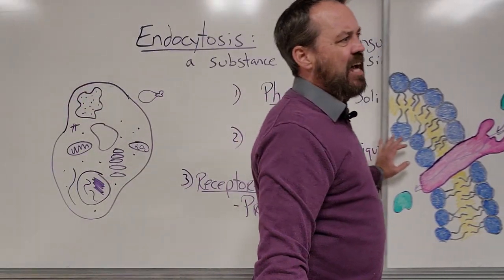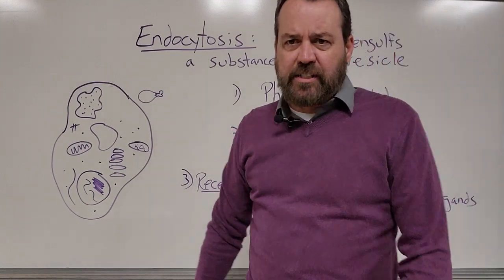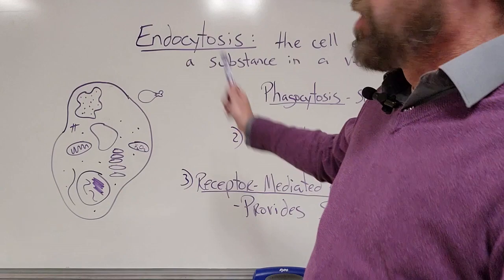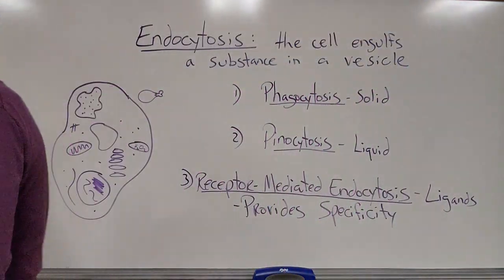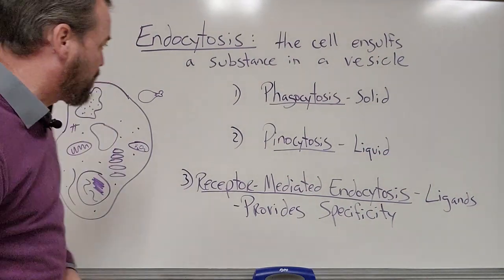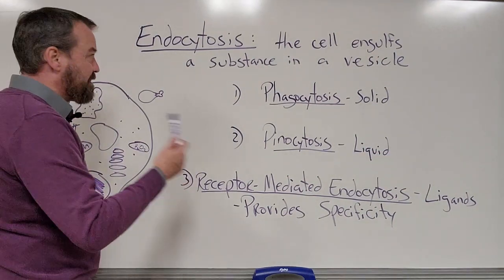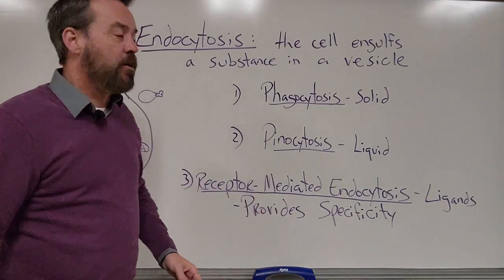All right, our next active process, I should say, is endocytosis. Endocytosis is where we are making a vesicle, essentially. We talked about this a little bit when we did vesicles. Here we are again. The whole process is called endocytosis, where the cell engulfs the substance in a vesicle.